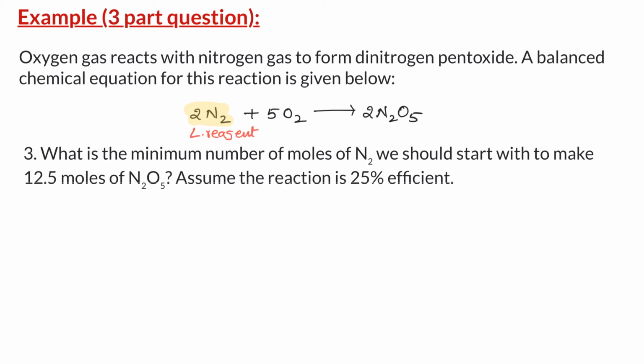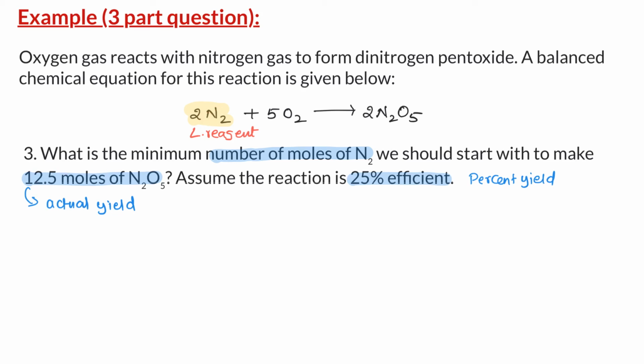Third question. What is the minimum number of moles of nitrogen we should start with to make 12.5 moles of N2O5? Assume the reaction is 25% efficient. We are given the percent yield of the reaction and that we need to make 12.5 moles of N2O5. This is the actual yield, and we need to calculate the moles of N2 required.